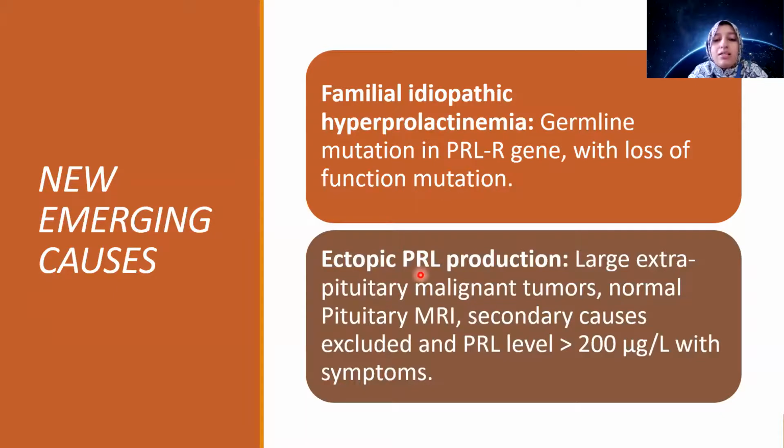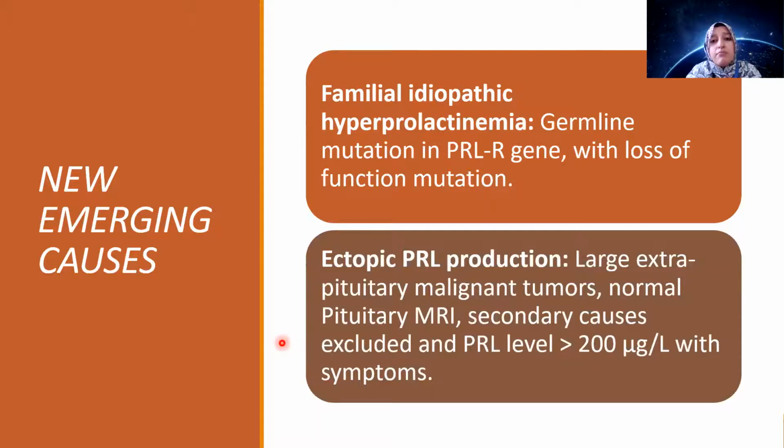Then there is a condition called ectopic prolactin production. This is due to large extrapituitary malignant tumors, and the patient would have a normal pituitary MRI, and you have to exclude the secondary causes. And then the prolactin level would be really high, like more than 200 in such cases, and the patient would be symptomatic. So there was a case when I was going through the literature, a young female had presented with galactorrhea and amenorrhea, and she had a high prolactin level. And then the secondary causes were evaluated, no cause was found, even the pituitary MRI was normal.